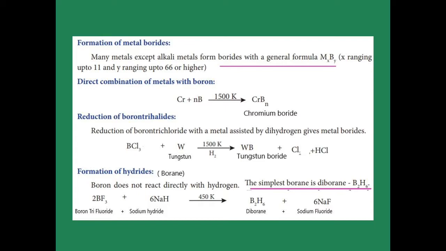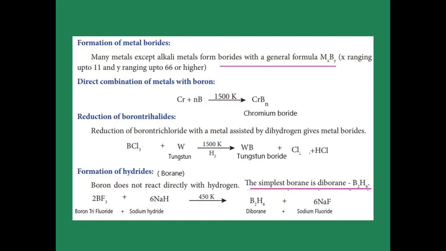Next, reduction of boron trihalide. What does reduction mean? Addition of hydrogen. Here we add hydrogen with boron trichloride and tungsten at high temperature, that is 1500 Kelvin. We get tungsten boride. Tungsten is added with the boron, we get tungsten boride and chlorine and HCl.